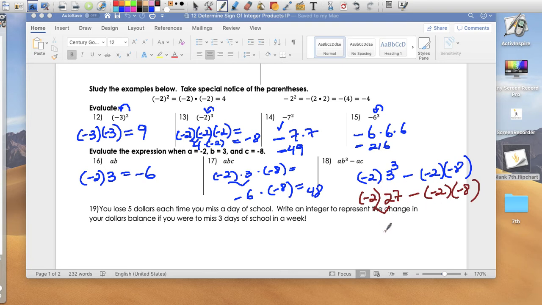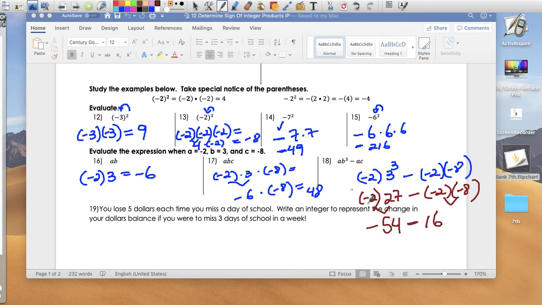So negative 2 times 27 is a negative times a positive, which is negative. And 2 times 27 is 54. Minus, I'm going to leave that minus, and I can multiply these two now. So negative times a negative is going to be positive. And 2 times 8 is 16. So positive 16. And that's what it looks like.